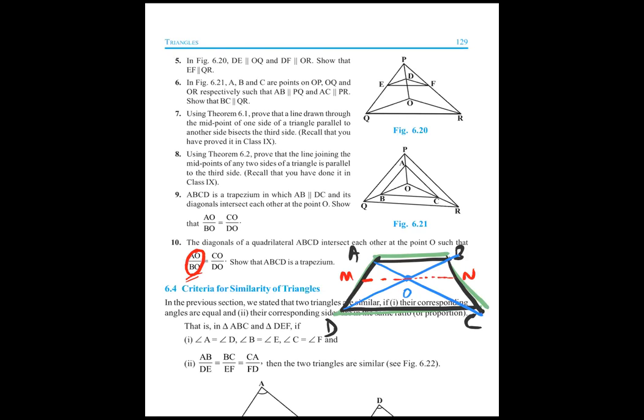Don't think about AO, BO. It will not be on the same side. Otherwise, you just rearrange it. AO by CO equal to BO by DO. Rearrange it. So you take the triangle in which AO and OC are there. This is the triangle in which AO and OC are there.